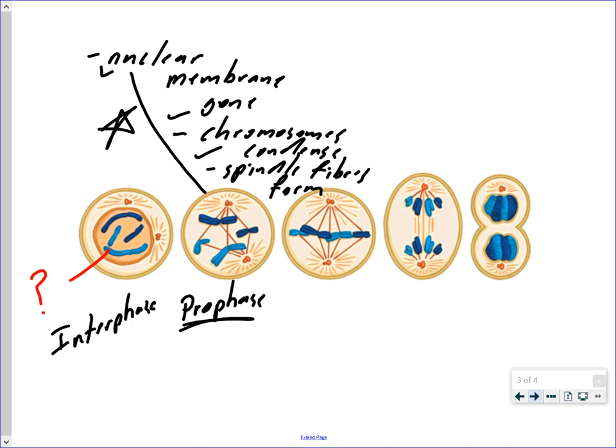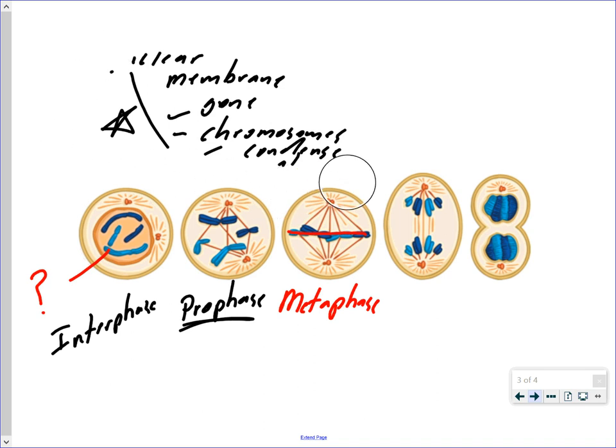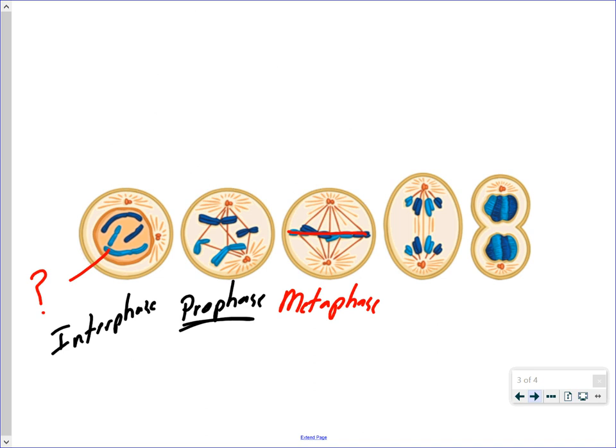Now, if we take a look at the next stage, and one of these does just naturally flow into the next one, the next one is called metaphase. During metaphase, what we can see is that the chromosomes that were previously just randomly scattered throughout the cell now line up all along the middle. This middle is referred to as either the metaphase plate or the equatorial plate.